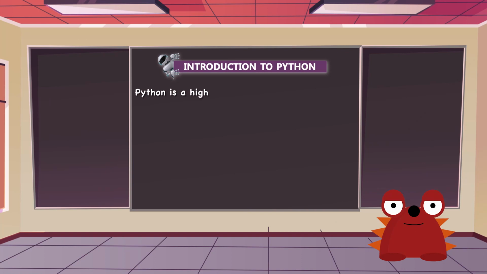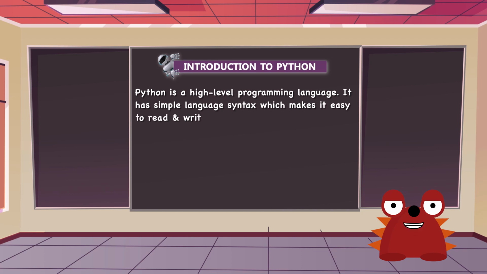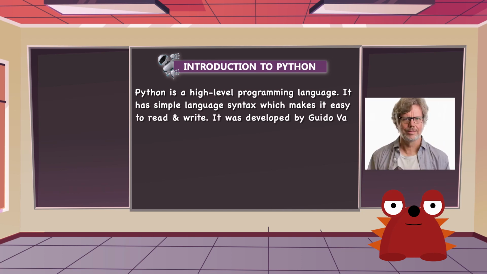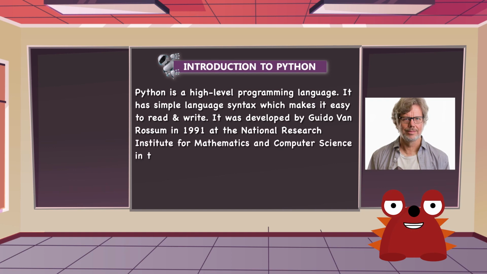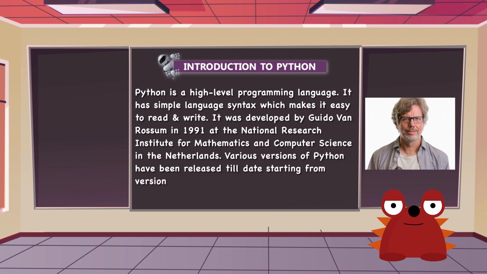It is a high-level programming language. It has simple language syntax which makes it easier to read and write. It was developed by Guido van Rossum in 1991 at the National Research Institute for Mathematics and Computer Science in the Netherlands. Various versions of Python have been released till date, starting from version 1.